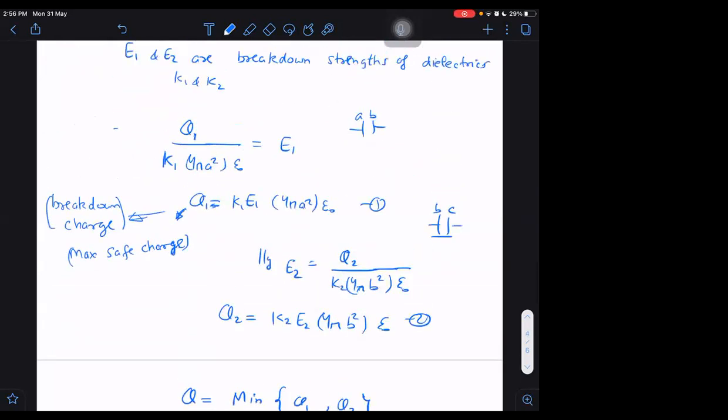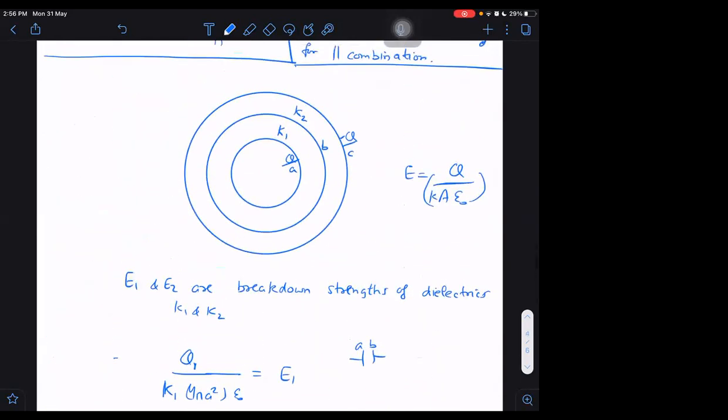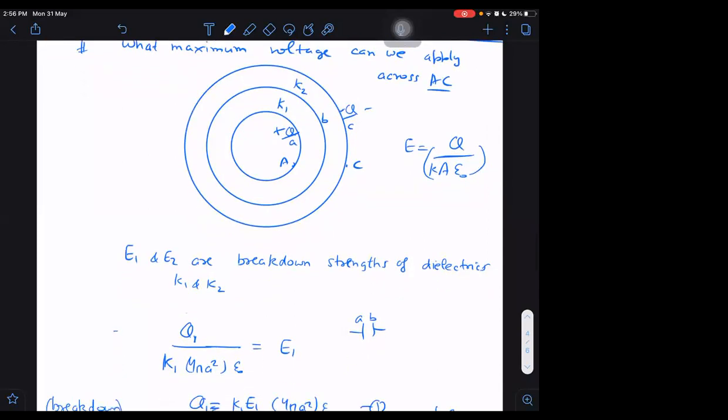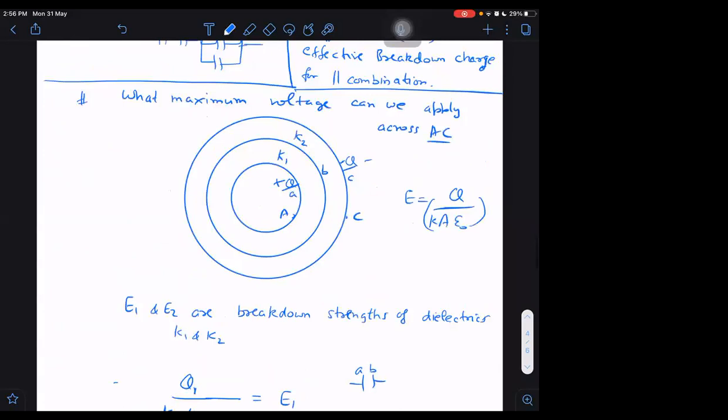I think I did not mention the question. The question was about safe charge and safe voltage: what maximum voltage can we apply, the effective breakdown voltage? Can we apply it from A to C, across point A inside and point C outside, across AC? We can say it is the breakdown voltage also.